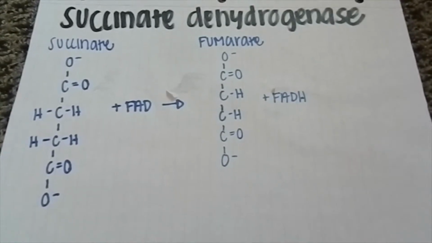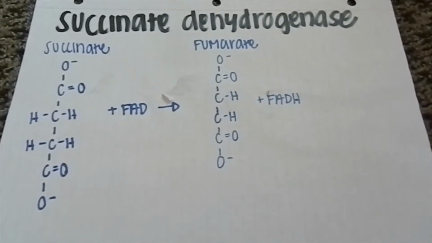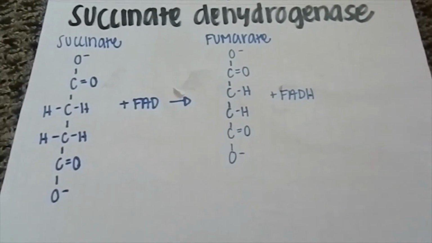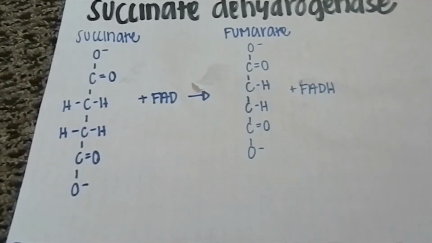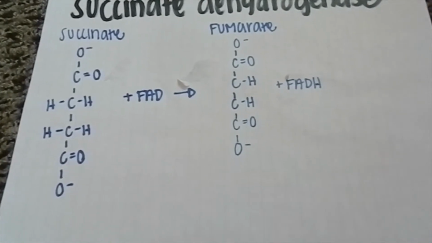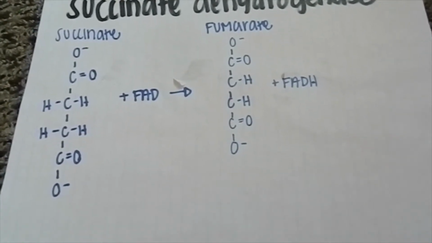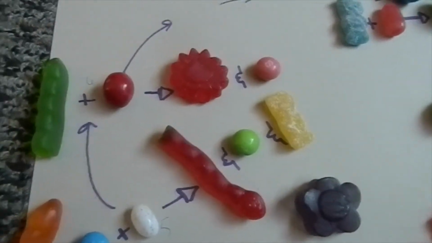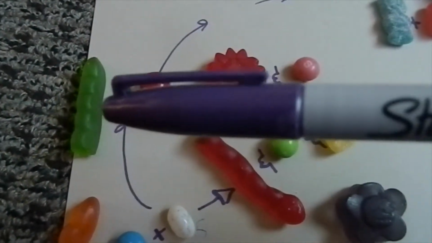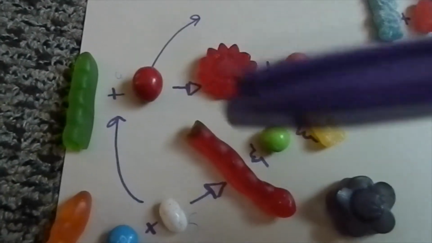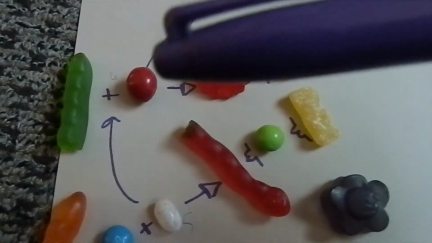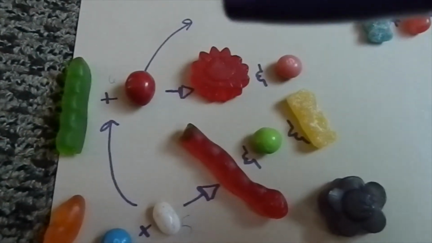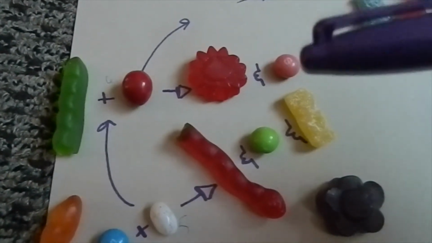In the next reaction, succinate dehydrogenase catalyzes the removal of 2 hydrogen ions from succinate with the help of FAD. So it yields a fumarate molecule as well as an FADH2, which is the reduced version of FAD. So now in the model, to represent this reaction, the green gummy worm will represent the succinate as produced from the last reaction. The red M&M is used to represent the FAD molecule, which then produces fumarate and an FADH2 molecule.